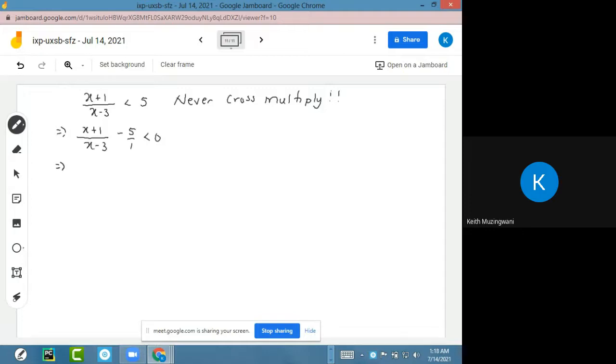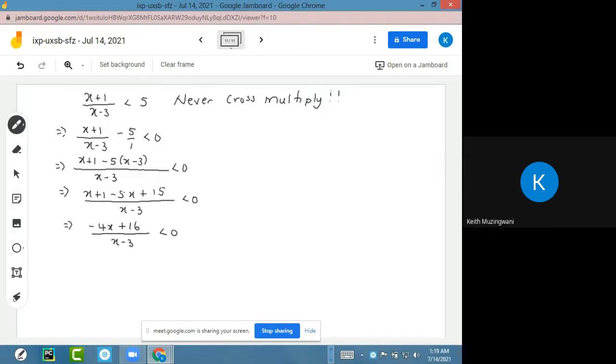Okay, so here we have x minus 3, giving us x plus 1 minus 5 times x minus 3 less than 0. So we'll get x plus 1 minus 5x plus 15 over x minus 3 less than 0. So we have negative 4x plus 16 over x minus 3 less than 0. Critical values.